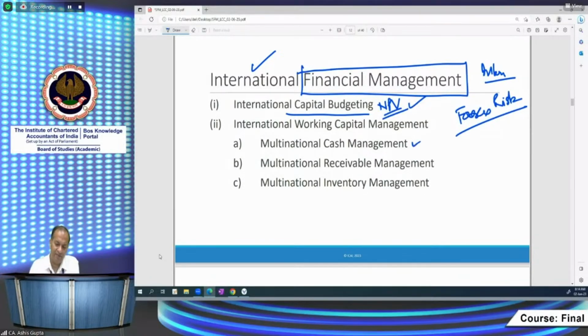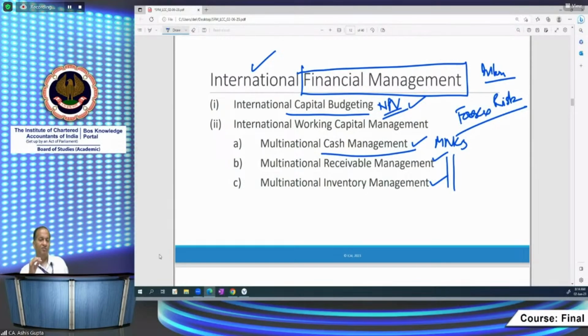Similarly, there are multinational cash management, multinational receivable management, and multinational working capital management. Normally, only the theoretical portion has been covered for these two. Only some numericals have been covered in multinational cash management. What is multinational cash management? It is important in the case of MNCs, because MNCs have their branches worldwide. Here we shall see a technique called netting. Say Pepsi may have an MNC in India, a subsidiary in Sri Lanka, and a subsidiary in Bangladesh.